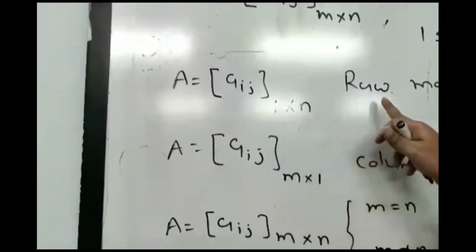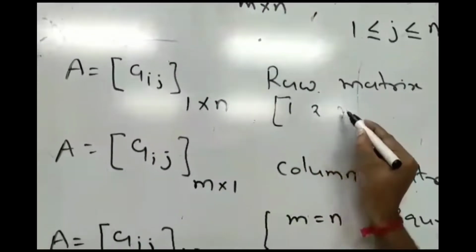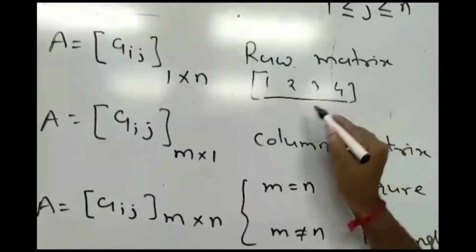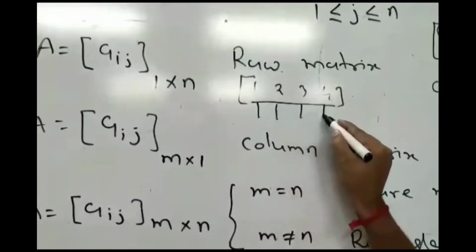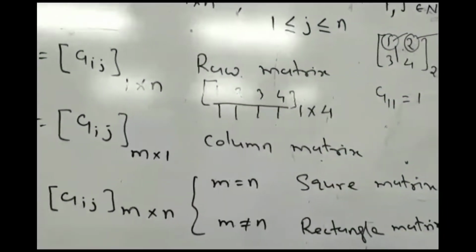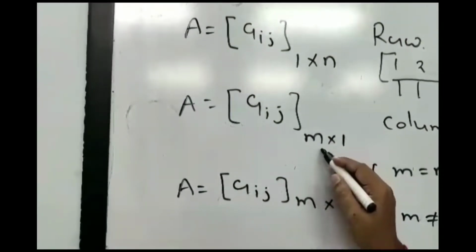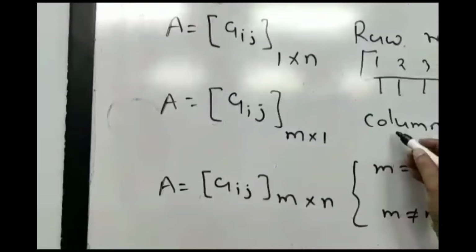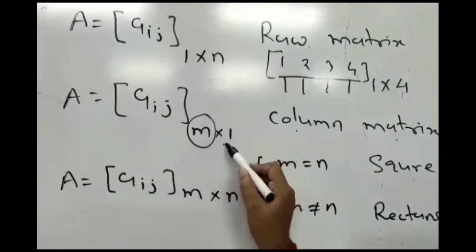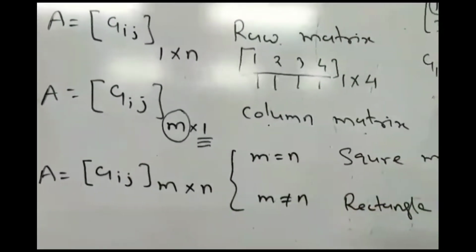Now, Aij of 1 cross n means only one row and n number of columns. So it is known as a row matrix. The example is 1, 2, 3, 4 and so on. See, this is one row, and 1, 2, 3, 4 columns. So it is known as a 1 by 4 row matrix. Same way, Aij equal to m cross 1 is known as a column matrix because here the number of rows is m but the column is only 1. Hence it is known as a column matrix.